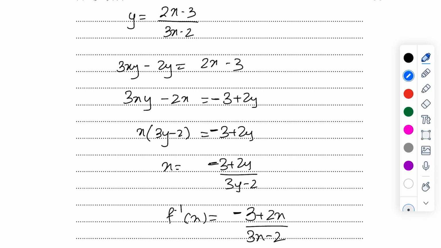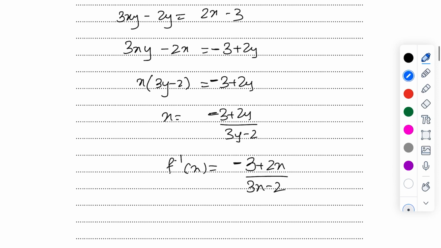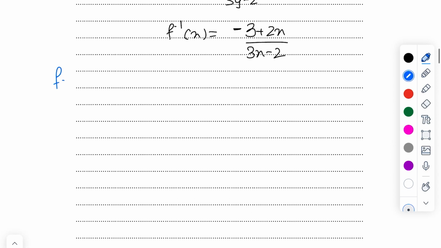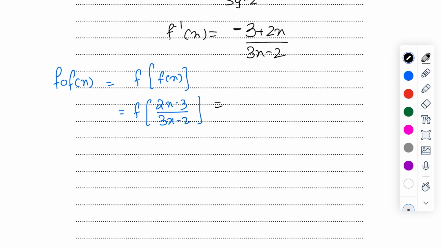Part B. f circle f of x equals f of x, and it's a 4 marks question. f circle f of x. So it is f of f of x. What is f of x? f of x is (2x minus 3) upon (3x minus 2). Now plug in that one. What does it become? 2 times (2x minus 3 divided by 3x minus 2) minus 3, divided by 3 times (2x minus 3 upon 3x minus 2) minus 2.